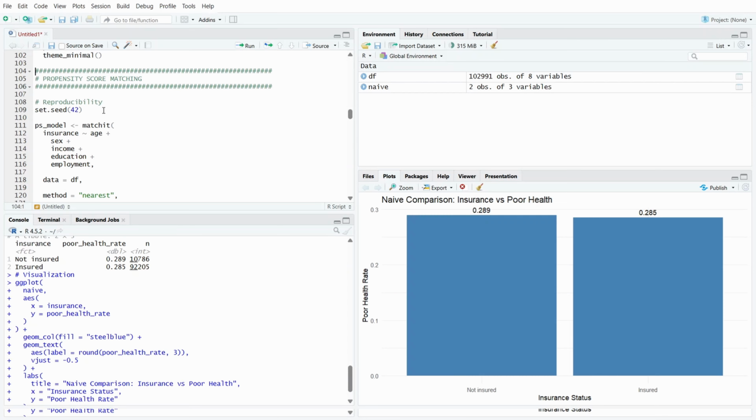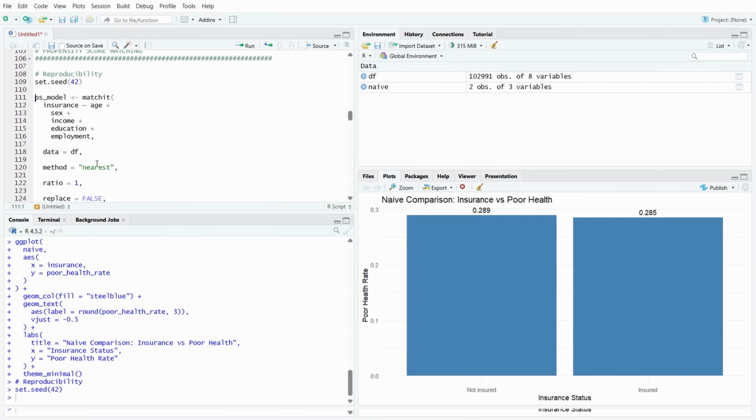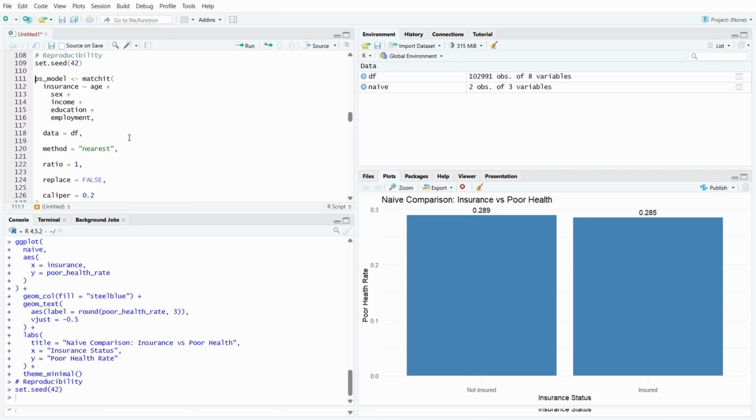and socioeconomic differences. Before matching begins, we set a random seed using set.seed(42). This ensures reproducibility, meaning anyone running the code again should obtain the same matching results. Next, we create a propensity score model using the matchit function. In this analysis, insurance status serves as the treatment variable. We estimate each participant's probability of being insured based on several covariates, including age, sex, income, education, and employment status. These estimated probabilities are called propensity scores.